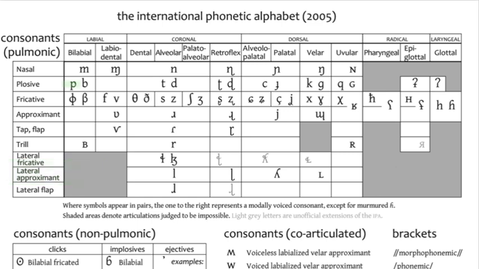The sounds on the left are voiceless, meaning you do not use your vocal cords. The sounds on the right are voiced, meaning you do use your vocal cords. You should include sounds that have the same place of articulation, and you should include common places of articulation, including labial, alveolar, and velar. And you should also include common manners of articulation, such as nasal, plosive, fricative, and approximant.